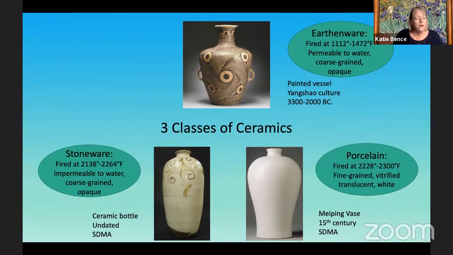Earthenware and stoneware are coarser grained, and they are opaque. The only difference between the two of them is their permeability to water. Earthenware is like the unglazed terracotta pots you use for gardening, so they erode over time after watering your plants. Stoneware is fired at a slightly higher temperature, and it has become impermeable to water. Many of our everyday dishware are stoneware.